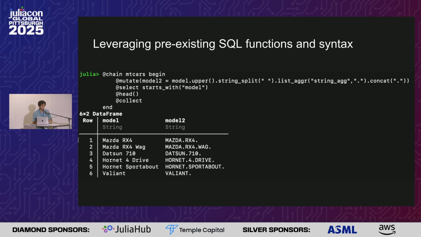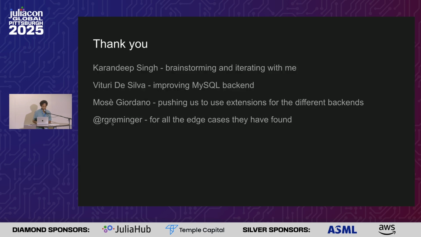So for example, DuckDB is my favorite of all the SQL backends. They do excellent work. They have the ability to dot chain functions together. TidierDB supports that. So if you want to dot chain your functions like you would in DuckDB, you can still do that. Here we're going to take the model, and then we are going to make it uppercase. We're going to split it. We're going to aggregate it. We're going to concatenate it. It will do all of that. And then we want to select if it starts with model, and then there are your 2 columns. We're going to grab the first 6 rows.